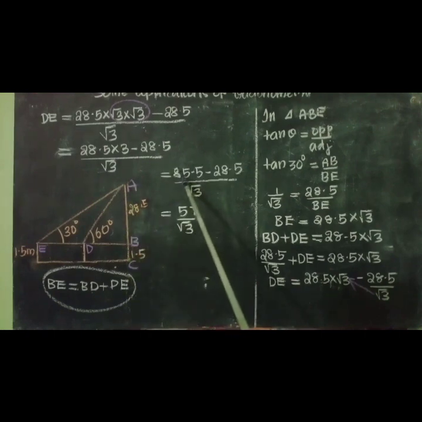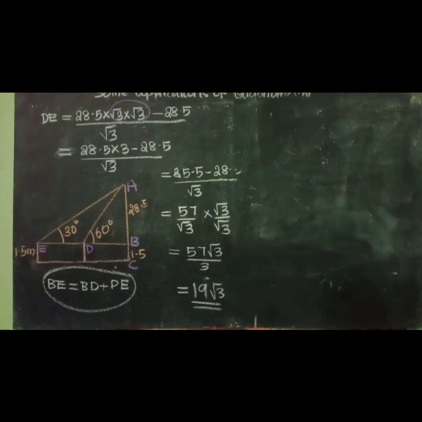That is equal to 85.5 minus 28.5, whole divided by root 3. That is equal to 57 by root 3. Now you can see the denominator is an irrational number. Let us rationalize it. That is equal to 57 by root 3 into root 3 by root 3. That is equal to 57 root 3 by 3.